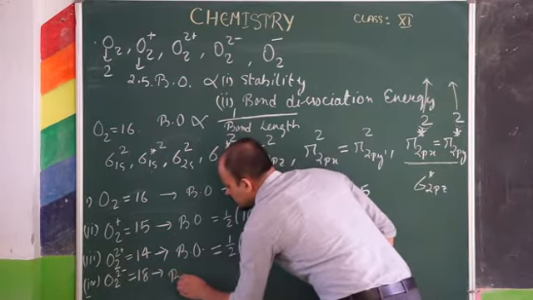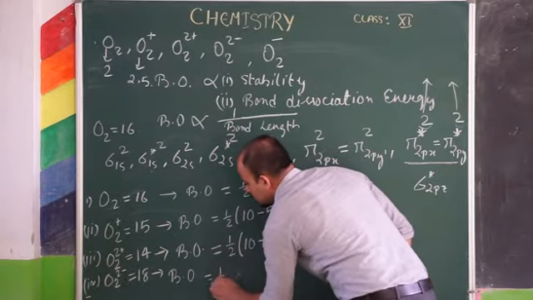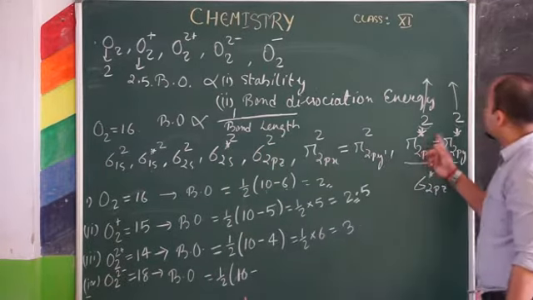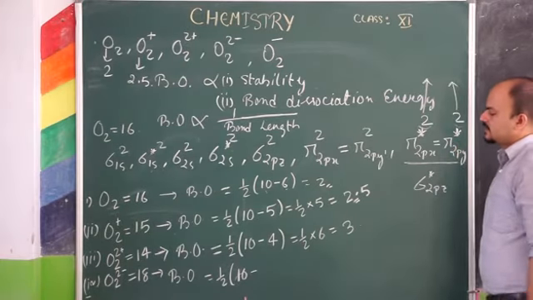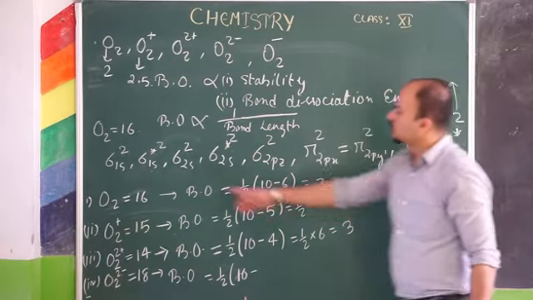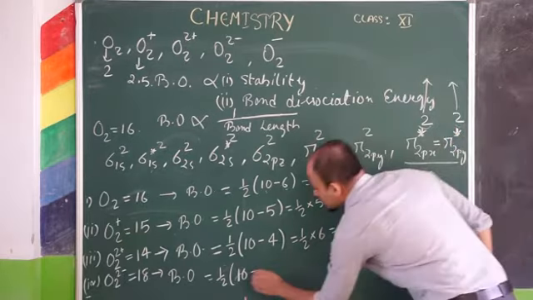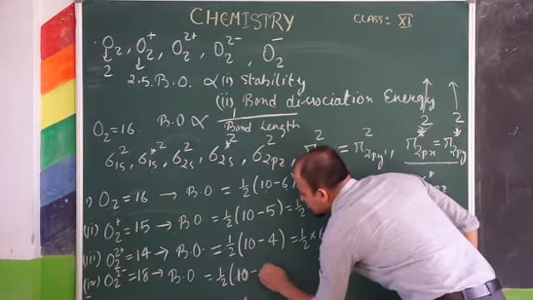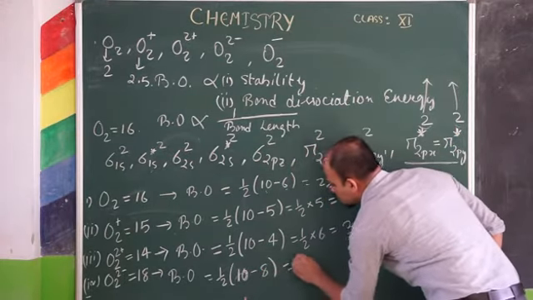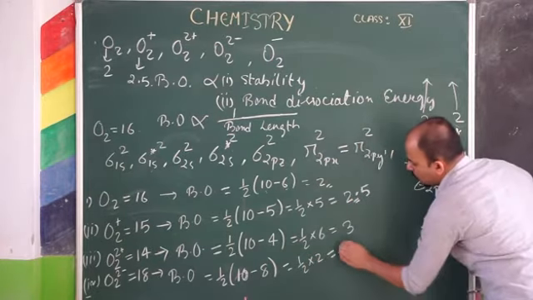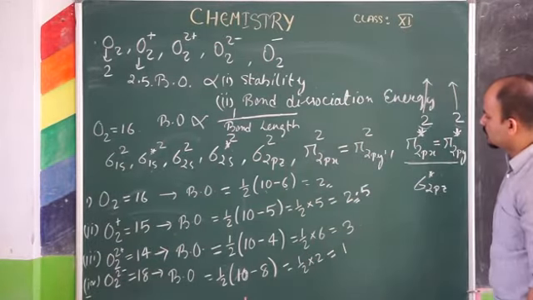Now you can see that the bonding electrons have remained the same. The electrons have come in what? Anti-bonding orbitals. So you can count it: 2, 4, 6, 8. So 10 minus 8, into half, is equal to half into 2, which is equal to 1. The bond order is 1.